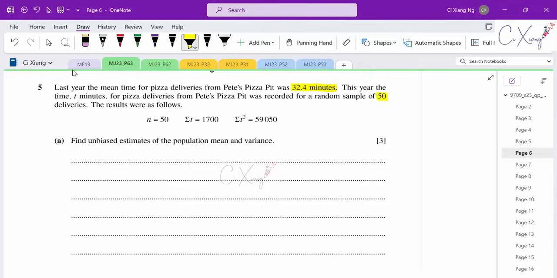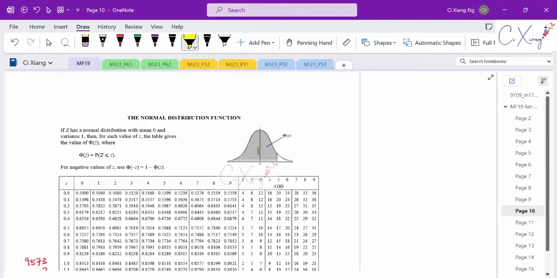Okay, so this is a sample basically because you're having a set of data with 50 deliveries. So for this sample, they want us to find the unbiased estimates of the population mean and also variance. So to use a sample to estimate the population mean or variance, there's a specific formula that you have to apply.